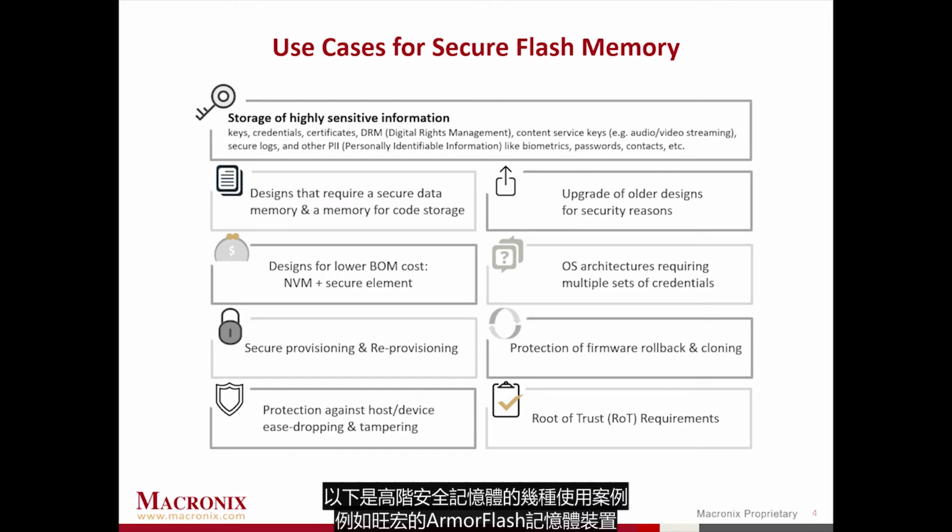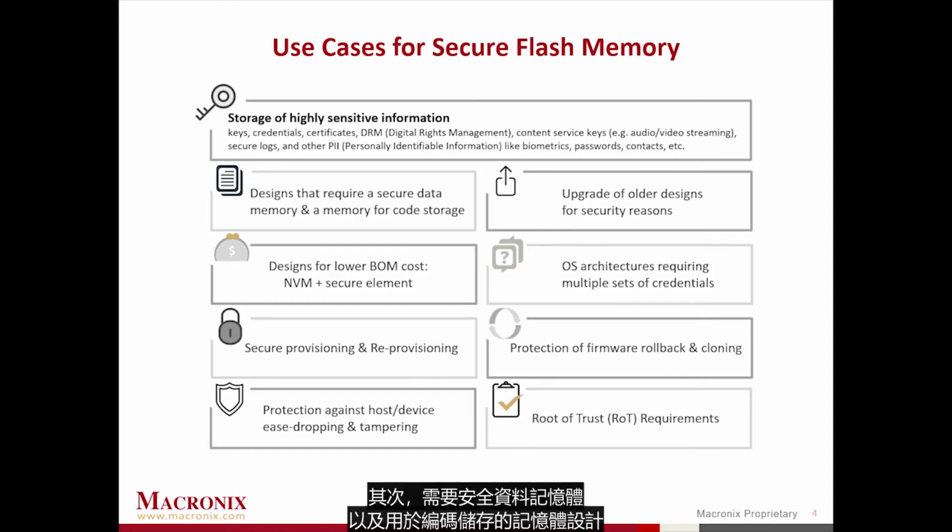Here I outline several use cases for advanced secure memory like the Armor flash memory device from Macronix. First, the storage of highly sensitive information such as keys, credentials, certificates, DRM or digital rights management. Content service keys, so for example for audio and video streaming, secure logs or logging, and other PII or personally identifiable information such as biometrics, passwords, contacts, and so forth.